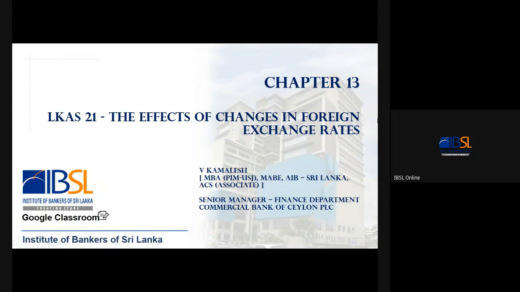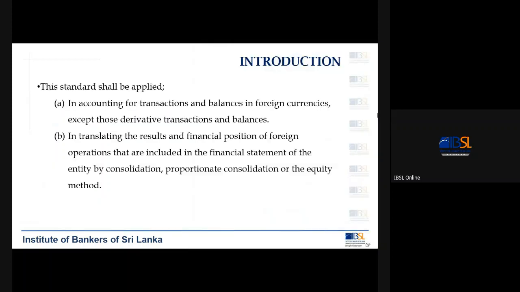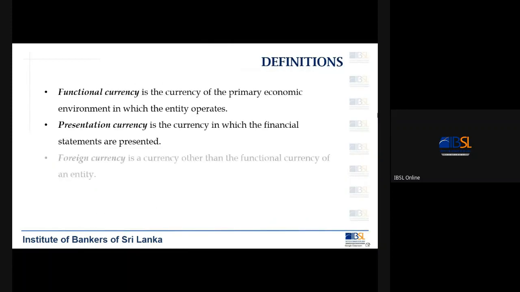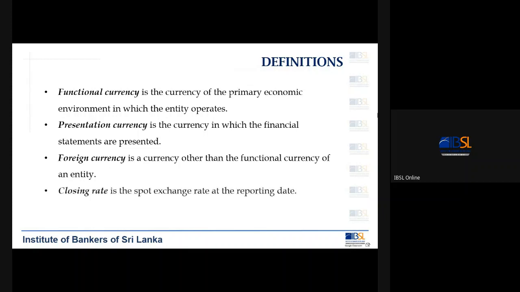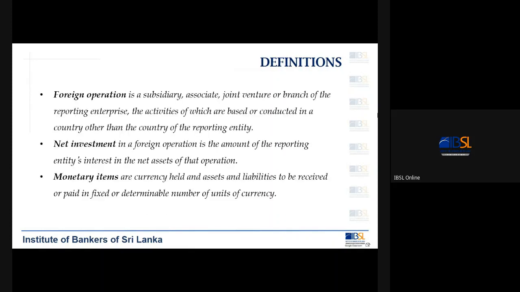Right. We are going to continue with where we left off last time. So we were looking at the miscellaneous standards, and out of which we looked at LKS 21, which talked about foreign exchange and the effect of changes in rates, and what is a functional currency, presentation currency, and then we spoke about closing rates, spot exchange, all those.